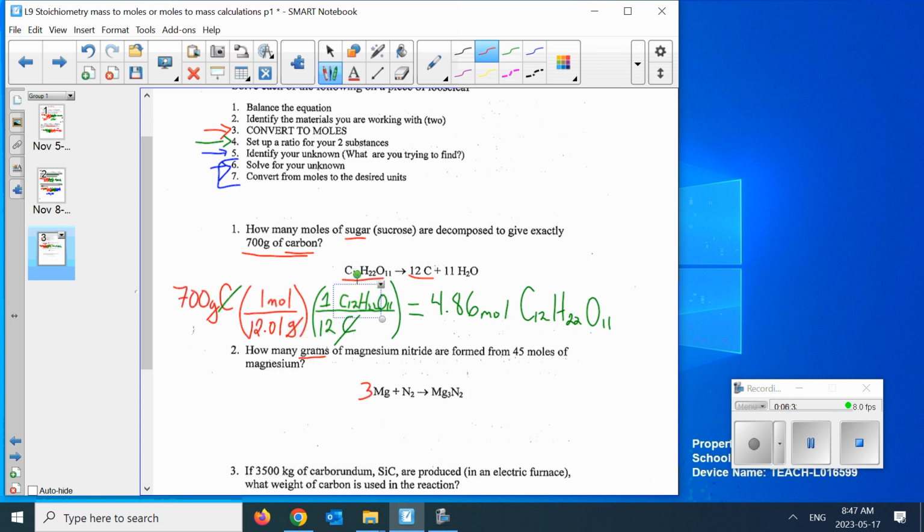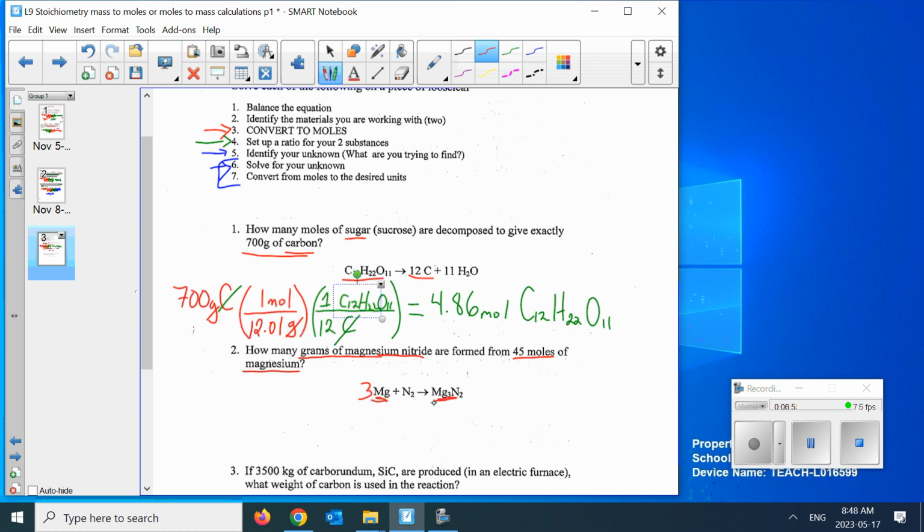How many grams of magnesium are formed from 45 moles of magnesium nitride? Now I realize I was reading too fast. Magnesium nitride. So that's these 2 things. What I just underlined is, you can underline if you wish, but it's the mental check.